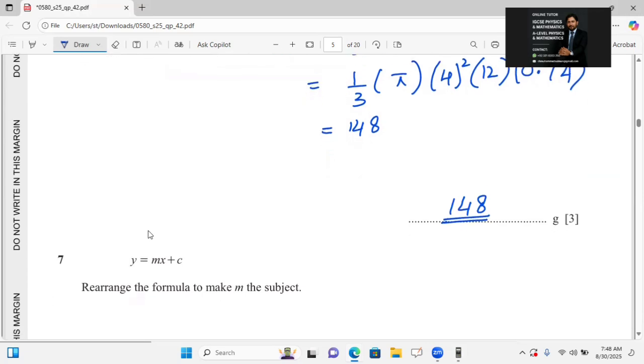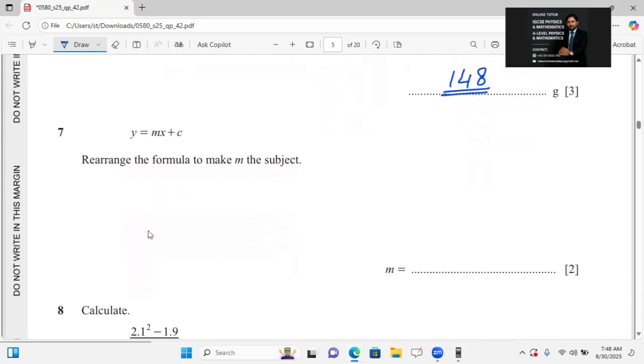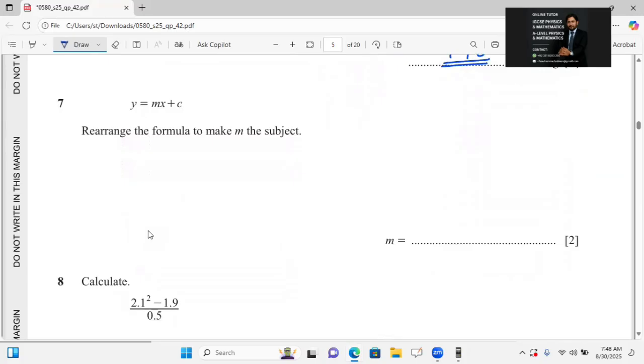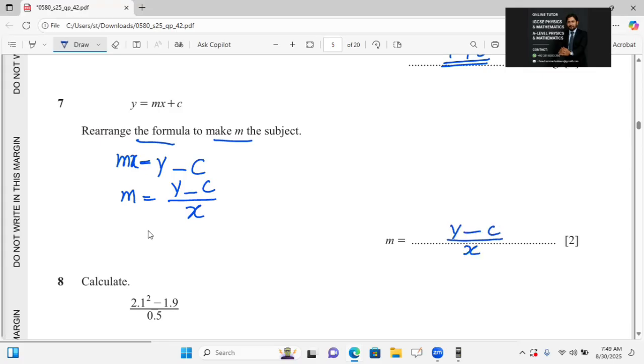Here he is saying y is equal to mx plus c. For question number 7, he is saying rearrange the formula to make m the subject. Okay, so c is being added on the right side. I'm taking it to the left side. Y minus c is equal to mx. M is equal to y minus c over x.